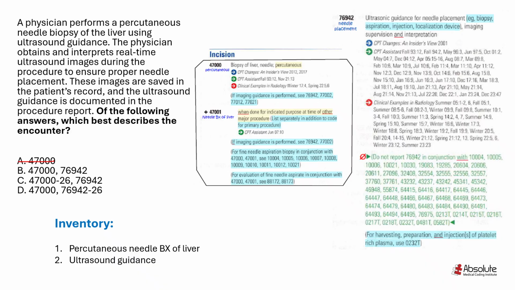C is wrong because they appended a 26 modifier on a surgery code, and that is wrong, right? You can't be a professional component of a surgical procedure. That's wrong. And D is wrong because the doctor is not the professional component. This is suggesting that the doctor just read the films, right? Read and reported. But this doctor actually carried out, he performed the needle biopsy of the liver using ultrasound guidance. So, coders, if you said B, way to go.